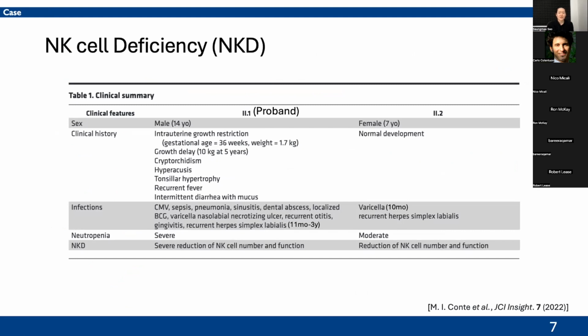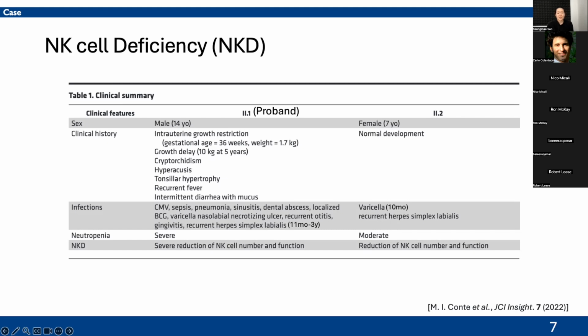Here is a summary of our patient phenotypes. So on the left side is our proband. Our proband was admitted to the hospital at 11 months of age with generalized seizure. And he suffered all these listed infections during the first 3 years of his life. His blood was tested and it showed severe neutropenia and NKD. He received GCSF treatment, which helped him with neutropenia and managing the infections, but NKD is still not resolved.